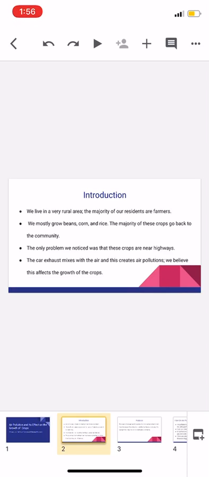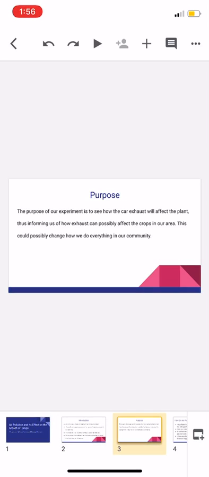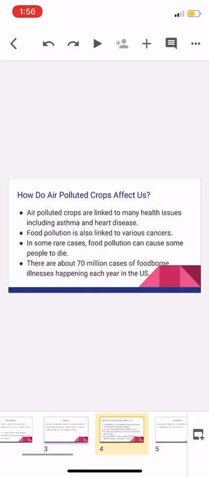the people consume. The only problem we noticed was that these crops are near highways. The car exhaust mixes in with the air and creates air pollution, and we believe that this affected the growth of the crops. The overall purpose of this experiment was to see how car exhaust affects plants, informing us how car exhaust could possibly affect the crops in our area. This could possibly change how we do everything in our community.